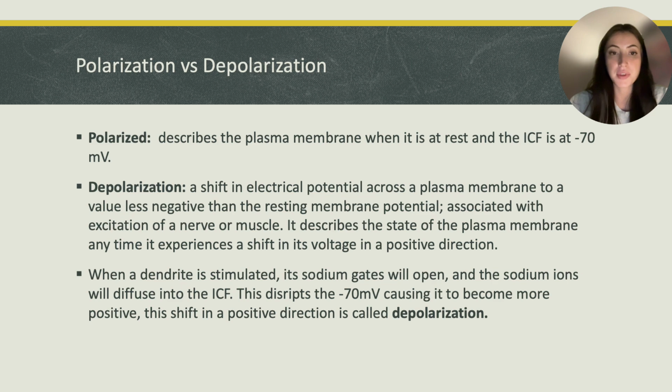When a dendrite is stimulated, its sodium gates will open and the sodium ions will diffuse into the intercellular fluid. This disrupts the negative 17 millivolts, causing it to become more positive. This shift into the positive direction of charge is called depolarization.